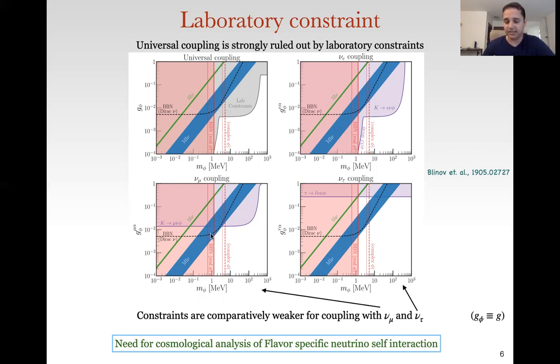This is because in most cases the precision in those experiments is a little weaker than the electron measurements. However, if we combine all three of them, we come to the universal coupling scenario, which has been tested in cosmology. Due to the overwhelming electron neutrino constraint, this whole scenario is kind of ruled out. So this brings us to the point of this paper, which is that we need to do flavor-specific neutrino self-interaction scenarios in cosmology, because this is what is viable if you take into account laboratory constraints.